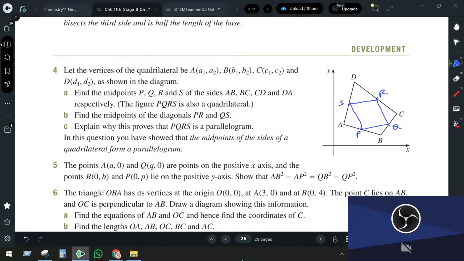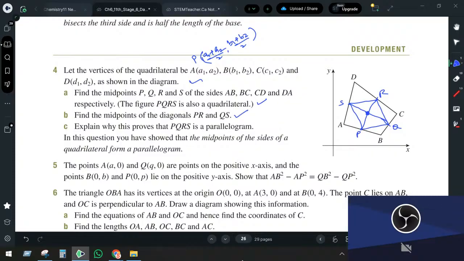We can get it. The midpoint means (a1 + a2)/2, comma (b1 + b2)/2. This is the midpoint, it is P. So you can get all of them. Find the midpoints of the diagonals PR and QS. So these are the midpoints. They must be the same. You can find it.